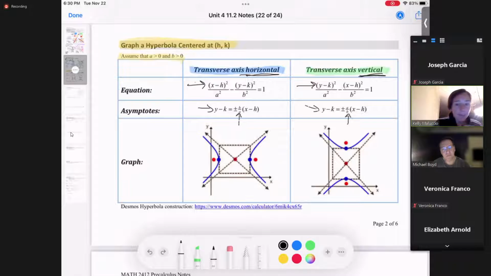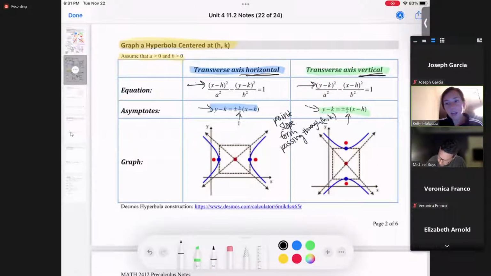Keep in mind that these equations that are given to you here, so this equation and this equation, are in point slope form, not slope intercept form like mx plus b before. So they're point slope form, and they pass through the point HK. That's like their X1 and Y1, if you want to think of it this way.